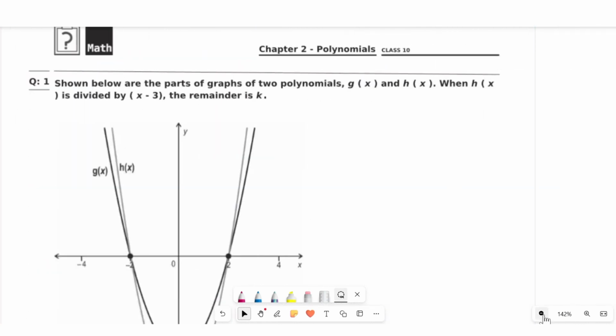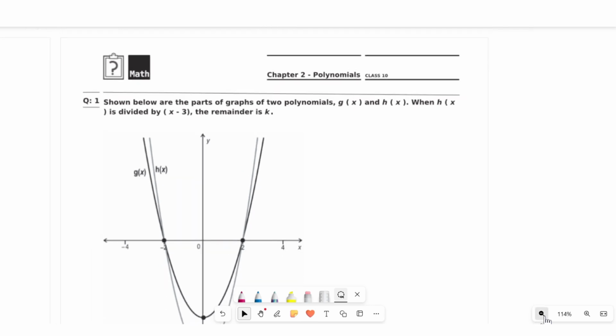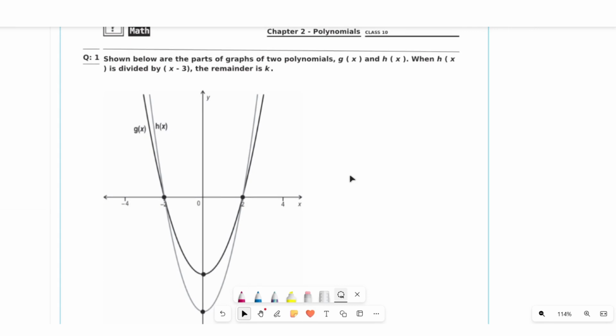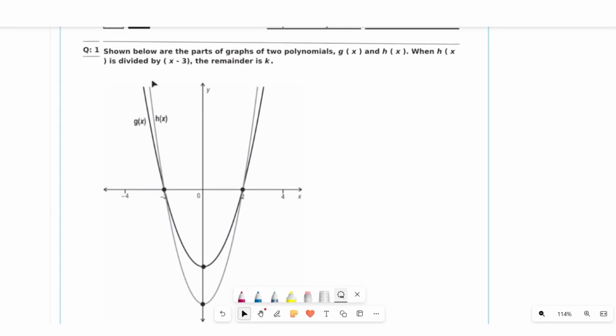And the first question over here is, shown below are the parts of the graphs of two polynomials g(x) and h(x), where you can see g(x) is the darker one and h(x) is the lighter one. Now when h(x) is divided by x minus 3, the remainder is k. Graphically, if I want to find the remainder, I just need to find the y coordinate when x is equal to 3. Remember the remainder theorem, which says when h(x) is divided by x minus 3, the remainder is given by h(3).